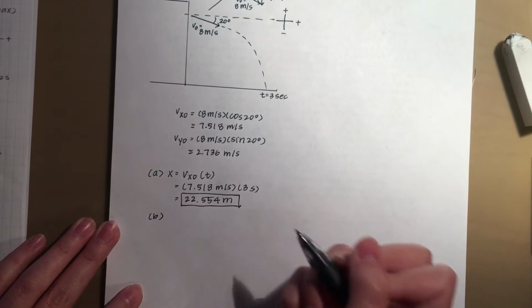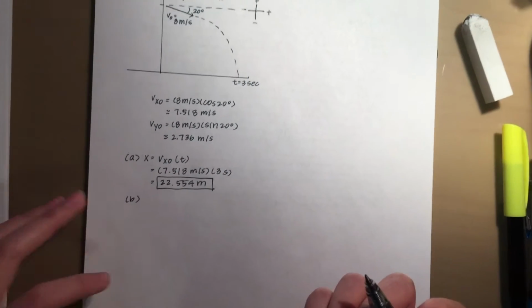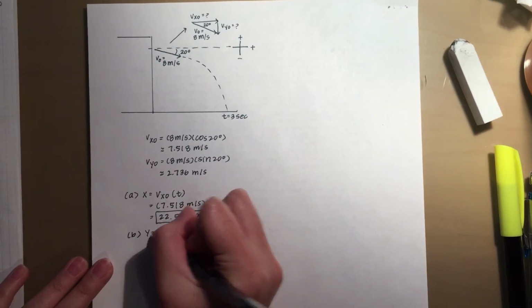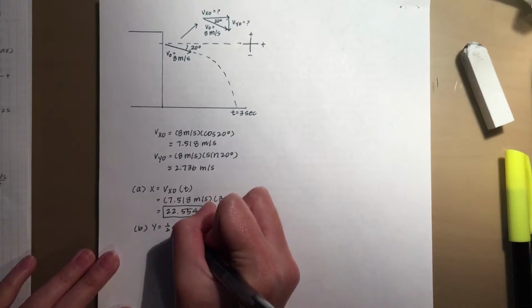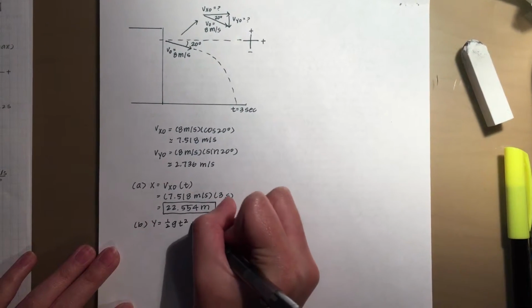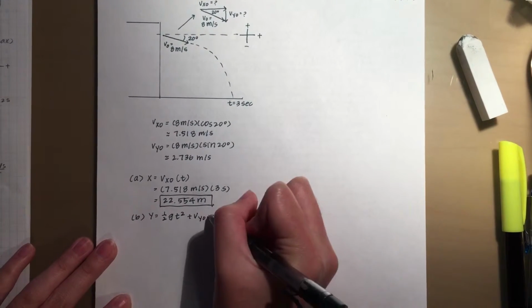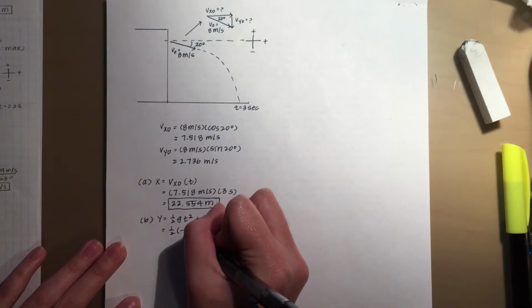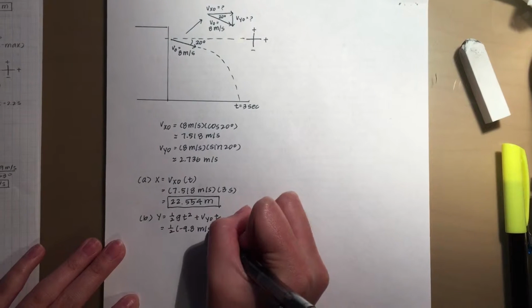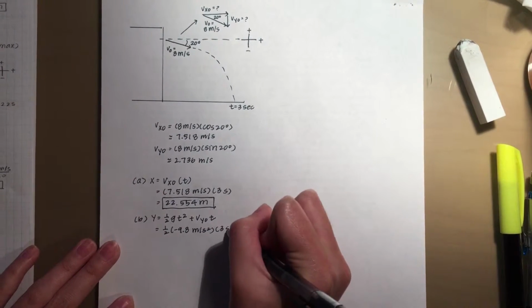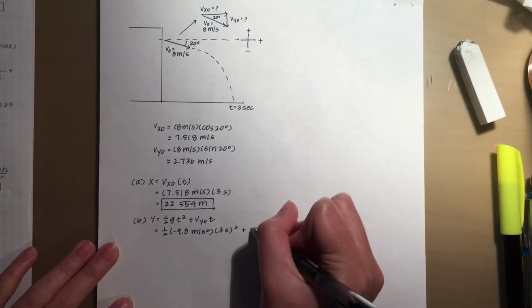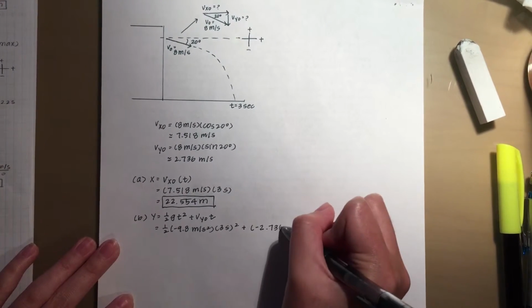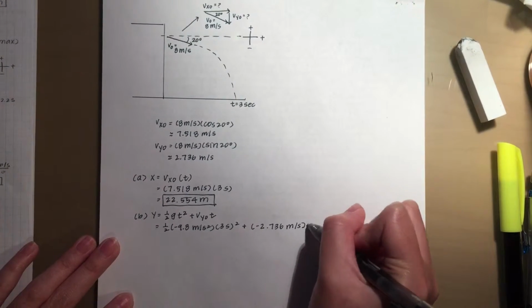And if you go to part B, which asks you to find the height from which the ball was thrown, you're going to use your kinematic equation that y is equal to 1/2 gravity times time squared plus the y initial velocity times t. And again, if you plug in your values, it's 1/2 times negative 9.8 meters per second squared times 3 seconds squared plus negative 2.736 meters per second times 3 seconds.